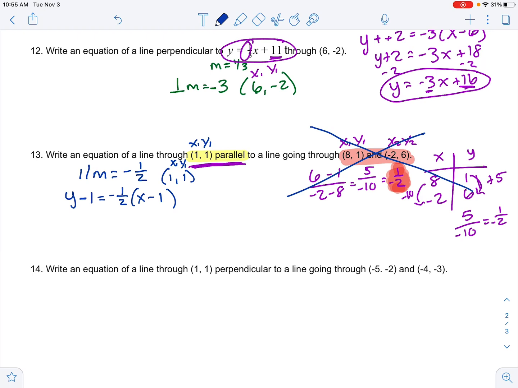Okay, so I'm going to distribute that negative 1/2. So we have negative 1/2 x. Negative times a negative is a positive. 1/2 of 1 would be 1/2. I'm going to add 1 to both sides.